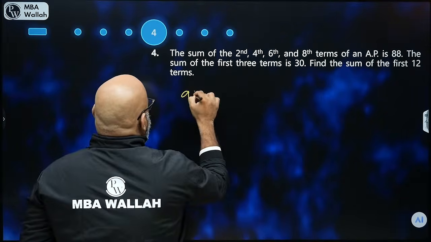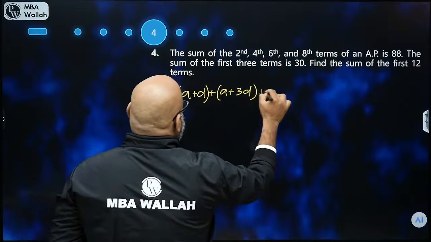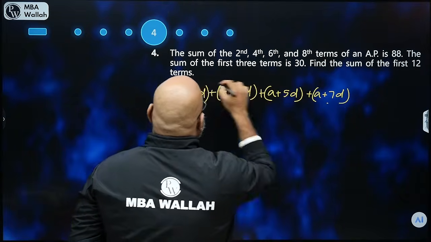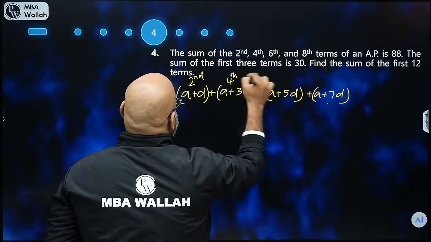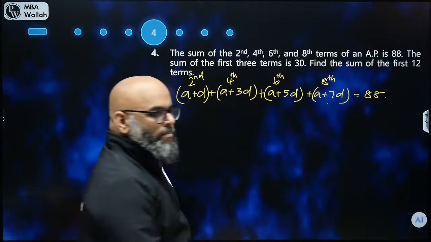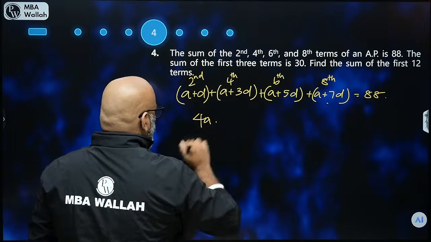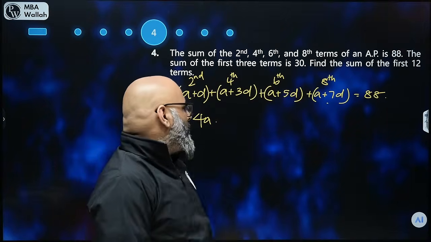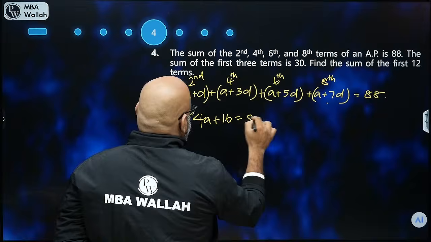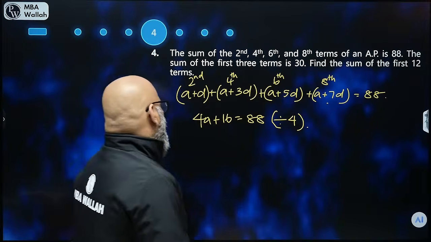So second term is a plus d, plus a plus 3d, plus a plus 5d, plus a plus 7d. This is the second, fourth, sixth and eighth term, equal to 88. Right. So a, that will be total of 4a. 1, 3, 5, 7 has to be 16. 4a plus 16d is equal to 88. And dividing this entire equation by 4 for convenience purpose, you will get a plus 4d.